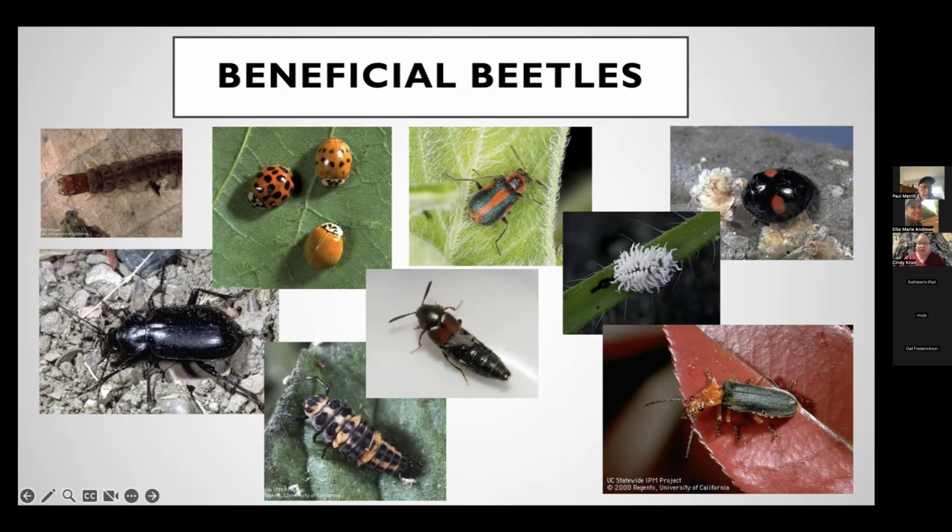Here's a rove beetle, Staphylinidae. These are beneficial. You'll find these in your soil and climbing around your crops.